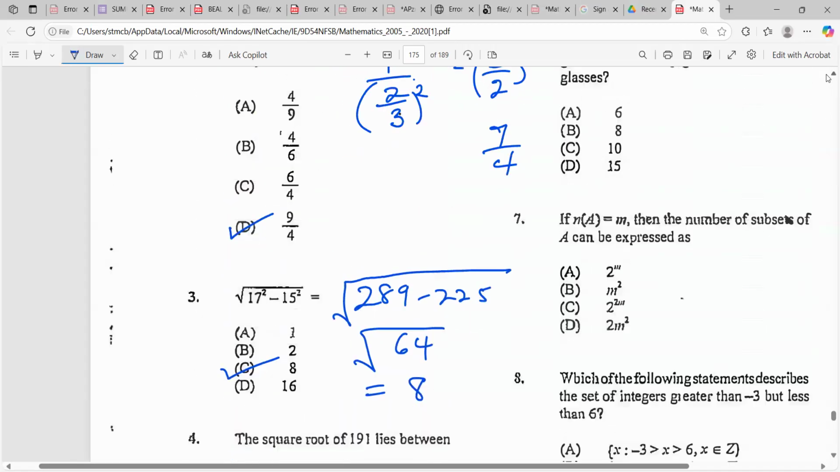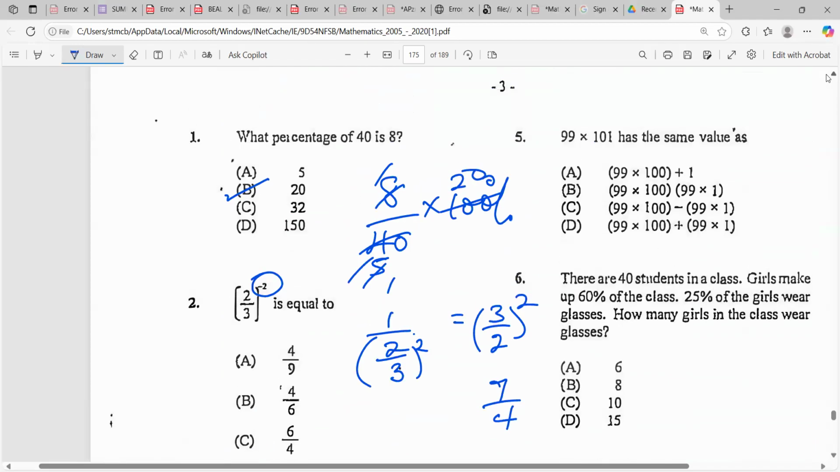Alright. Let's move on to number 5. Don't make that one a chicken, guys. 99 times 101 has the same value as, can be this, right? Because 99 times 100 plus 1, that won't give it. This is worse because this is times, you get a really large number. Can't be this either, because if you have 99 times 100 and you have a minus 1, that's like saying you multiply 98. So this one now would have been 99 times 100 plus 99 times 1.